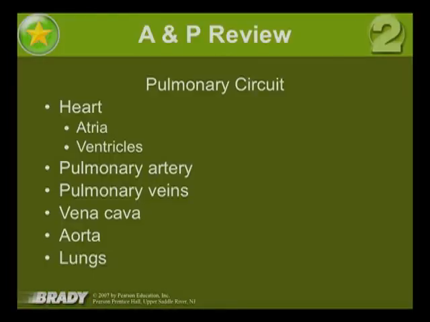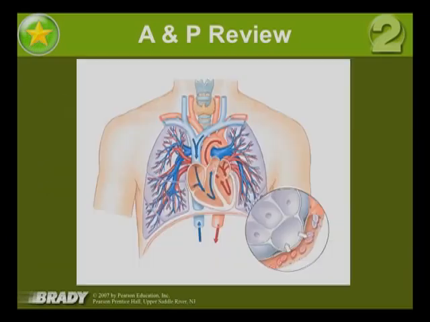Review. Pulmonary circuit: you've got your heart, your atria, your ventricles, pulmonary artery, pulmonary veins, the vena cava, the aorta, the lungs. Here's a picture of the way blood travels throughout your circulatory system.